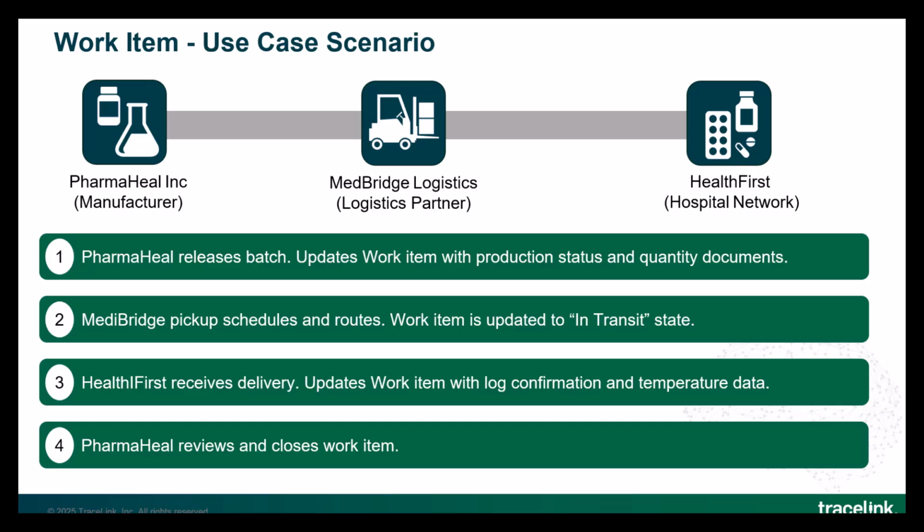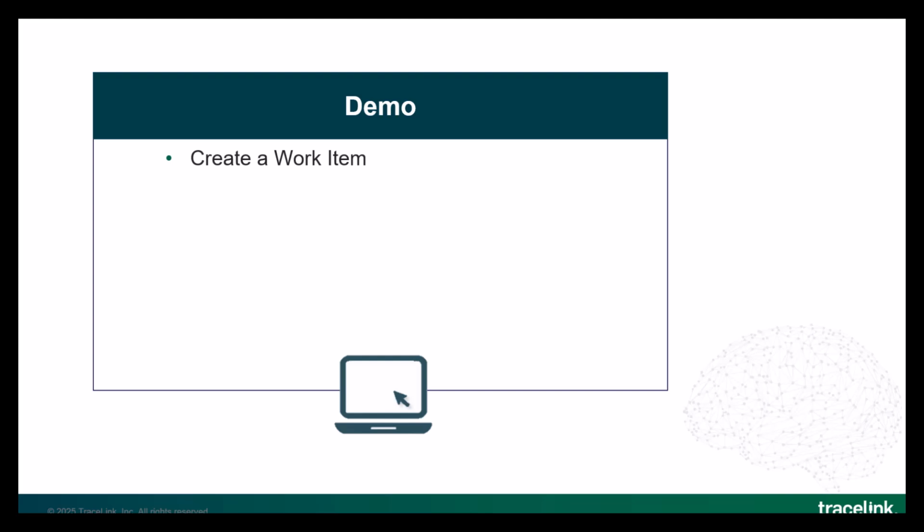This example shows how a work item delivers true multi-enterprise collaboration, allowing different organizations to share data securely, coordinate actions in real time, and maintain full traceability. The result is faster, more reliable delivery of critical medication and complete confidence that quality and timelines are met. Let's now take a look at how to create a work item in the system.